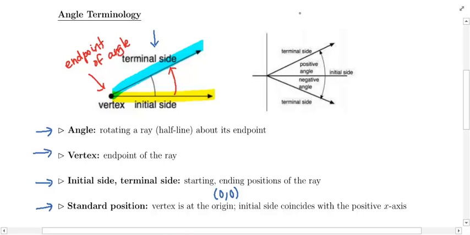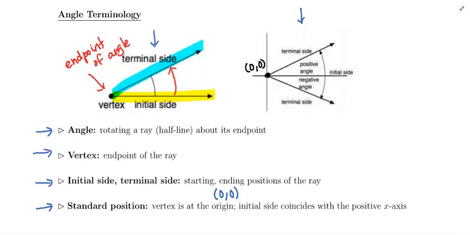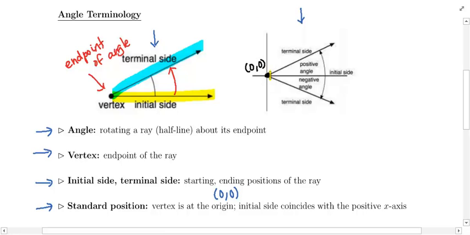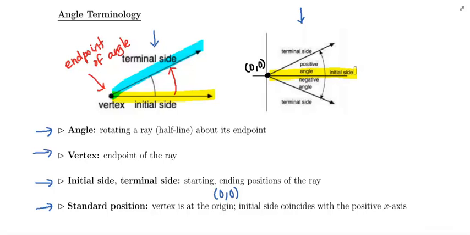If you take a look at the second picture up here, there are two angles involved, and both of them are in standard position. For both angles, the vertex is at the point (0, 0), the origin where the x-axis and the y-axis coincide, and the initial side of each angle, which I'll highlight in yellow, falls along the positive x-axis. The difference between these two angles is that one is a positive angle and the other is a negative angle.